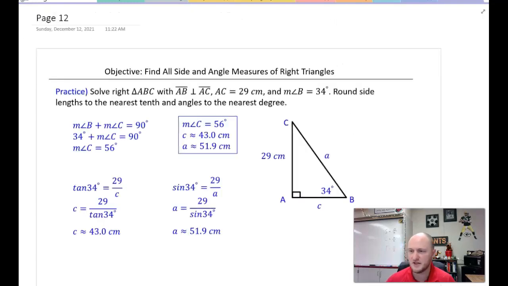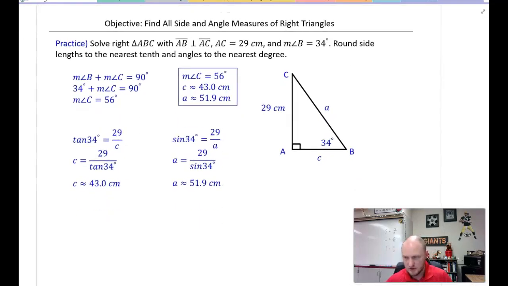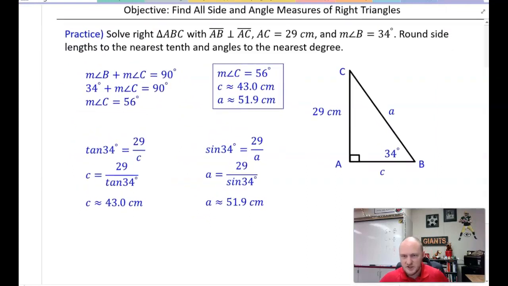All right, here is the solution. Notice they flipped their triangle, so again, this is even different than mine. They placed B down here. Okay, but here are the values. Angle C is 56 degrees. You get that from subtracting the given 34 from 90, so you get 56. And then using the angle 34 and the given side that's 29, we can find the other two sides here.